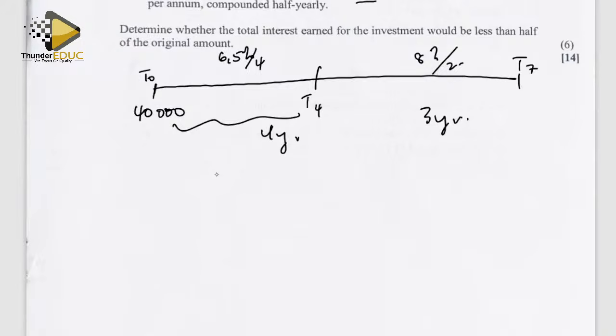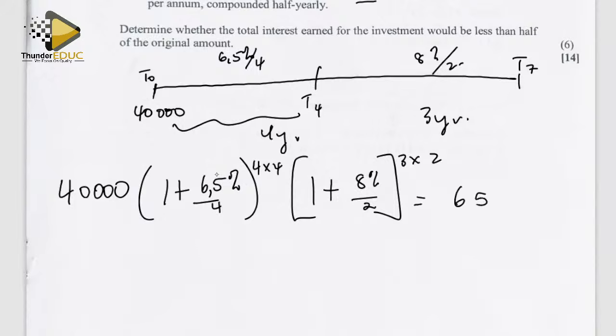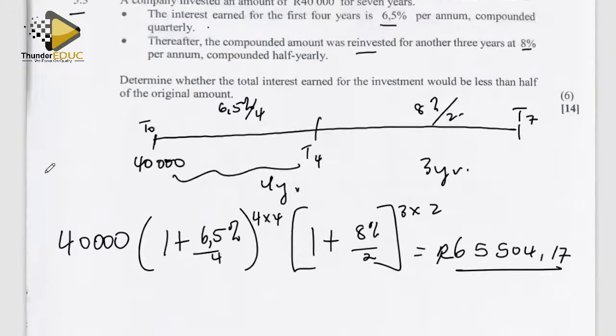Okay, so I'm going to have 40,000 into 1 plus 6.5% over 4 to the exponent of 4 times 4. The answer I get, I must multiply it by 1 plus 8% over 2 to the exponent of 3 times 2. Okay, so when I punch this into the calculator, I'll get 65,504.17. So this is what I end up with.